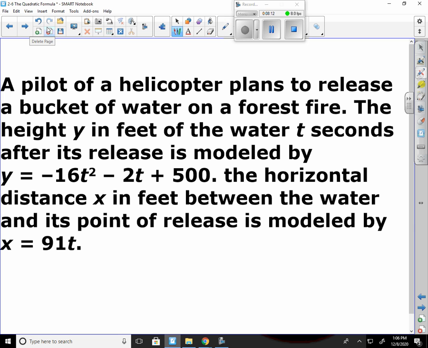Okay. I want you to try this one on your own and see if you can get it. You're just going to use the quadratic formula and then plug your t value you find back into the equation for x.